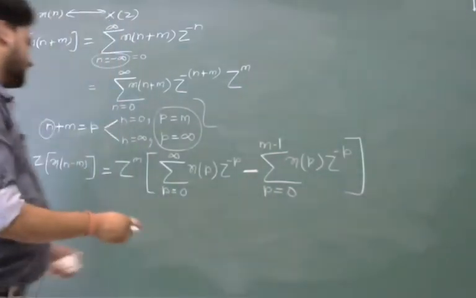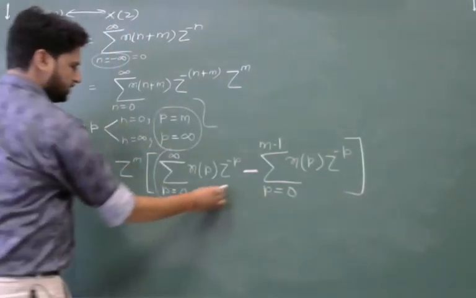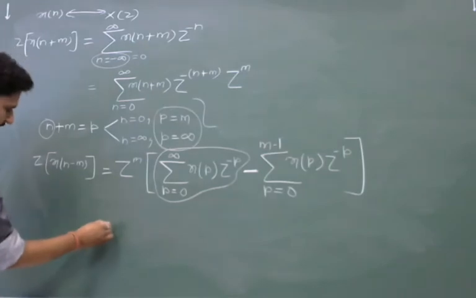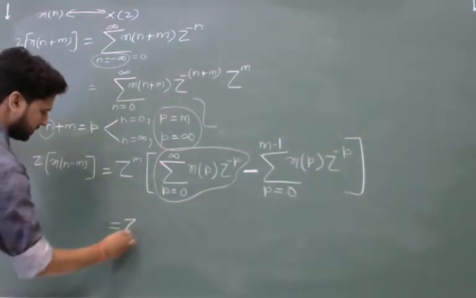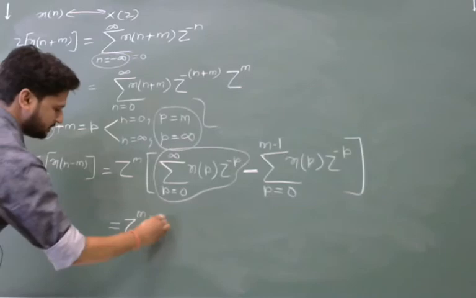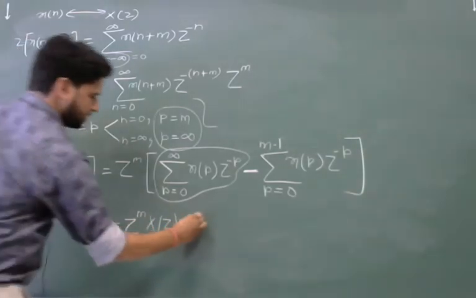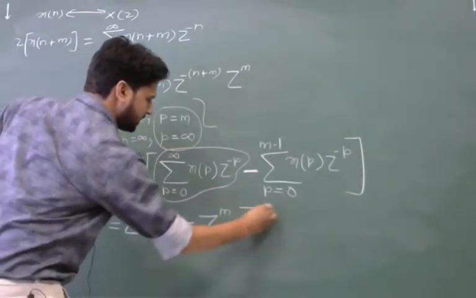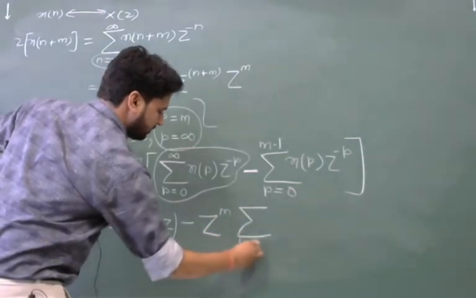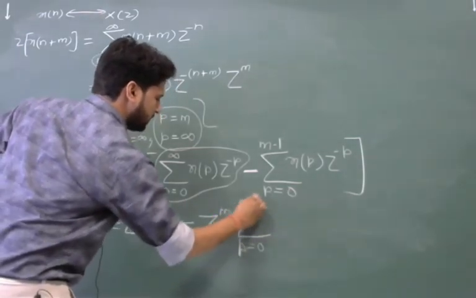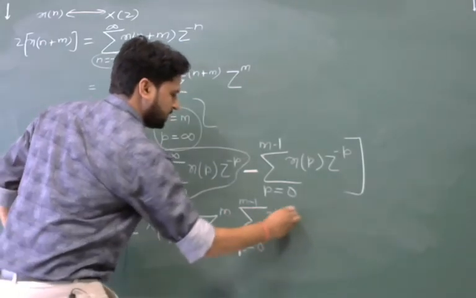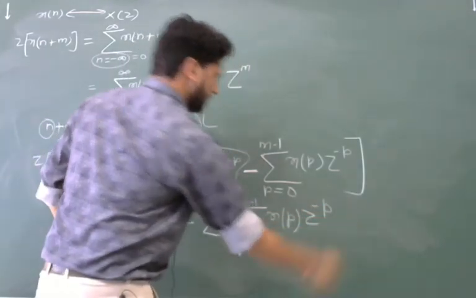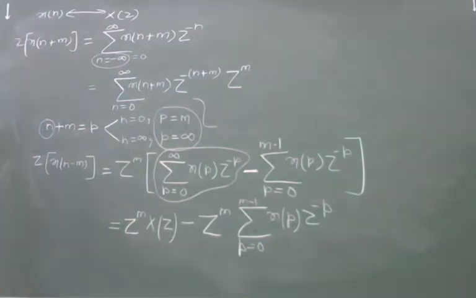Now this will become x of z. So this equation further can be written as z power m x of z minus z power m sigma p from 0 to m minus 1 x of p into z power minus p. This is the time shifting property of the Z transform when initial conditions are not given 0.